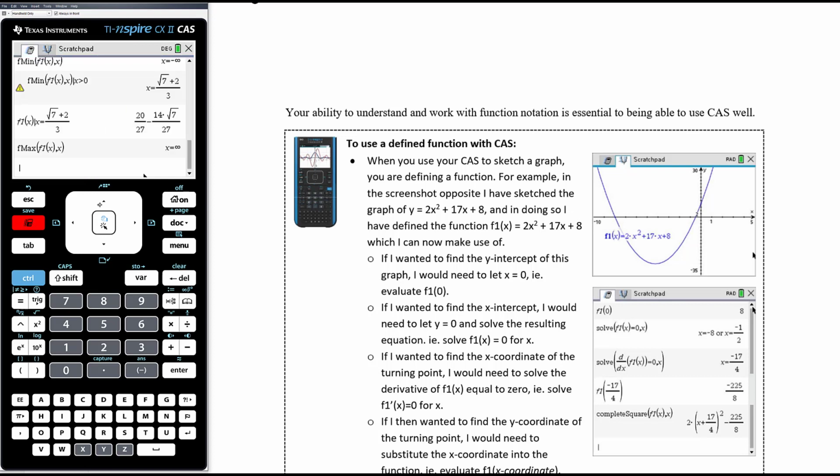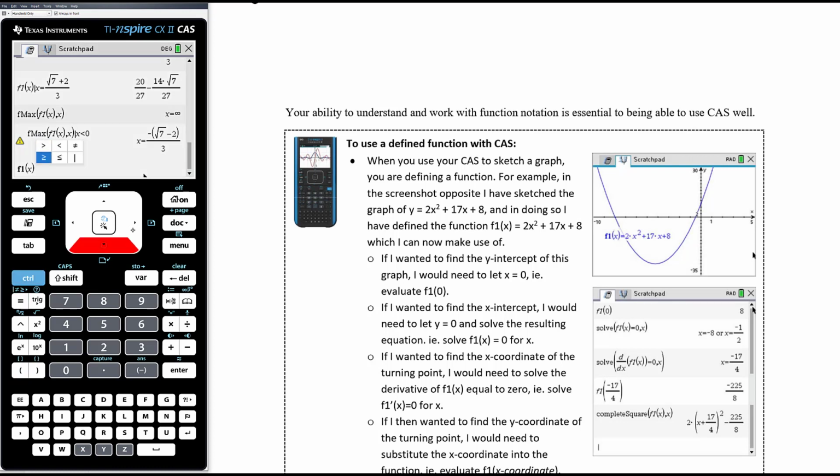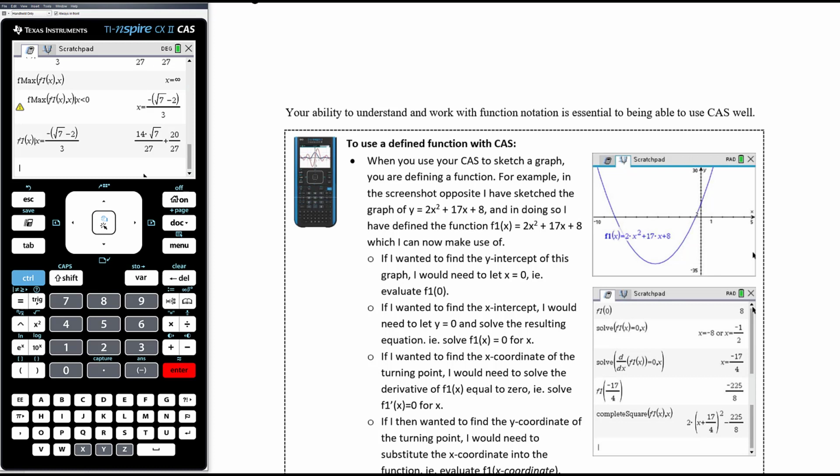So let me edit this one instead. When x is less than 0, and make it function maximum, we'll find that the function maximum occurs there, and the y value then will be f1 of x, given that x is equal to that value, and that's the y value of that turning point.